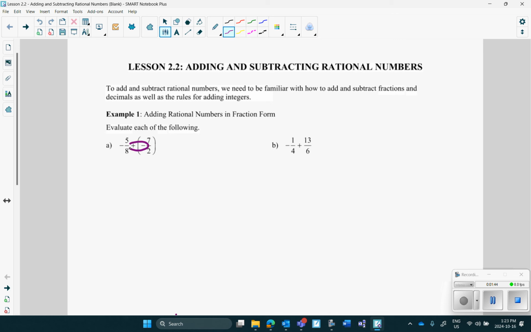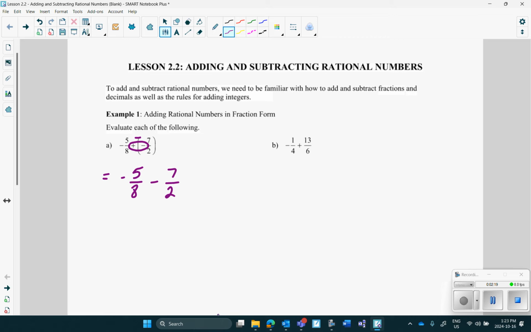I'm thinking I want to change that. Adding a negative is the same as what? When we add a negative, that's the same as what operation? Yeah, it's the same as subtracting. So this is the same. I want to write it without the parentheses. Negative 5/8 minus 7/2. So I just made it a little simpler.